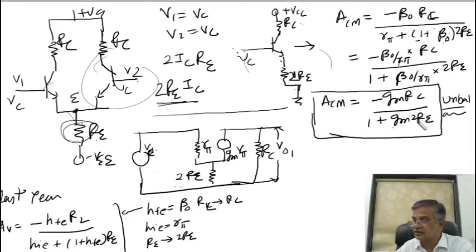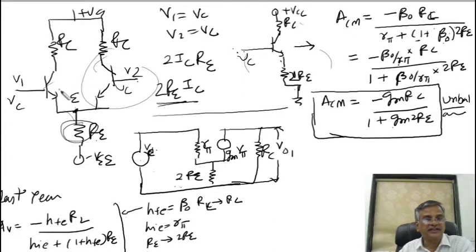So somebody is asking, what is the equation of common mode gain for an unbalanced differential amplifier? This is it. Suppose somebody asks, what is the common mode gain for a balanced differential amplifier? Here I have written it for unbalanced. So what is it for balanced? I should say 0, if the transistor is symmetrical. If the transistor is symmetrical, then it is 0.